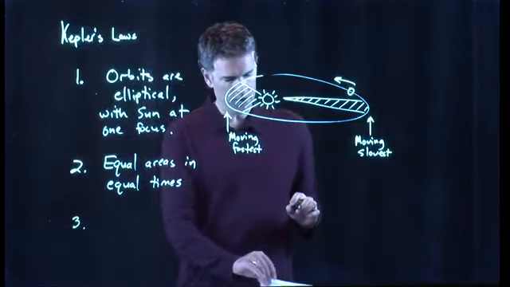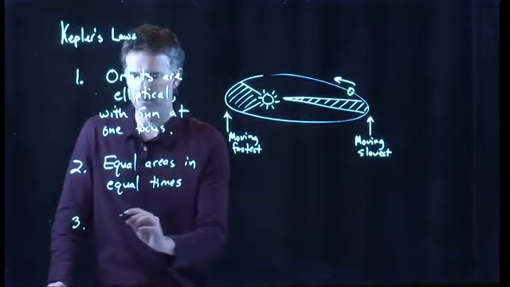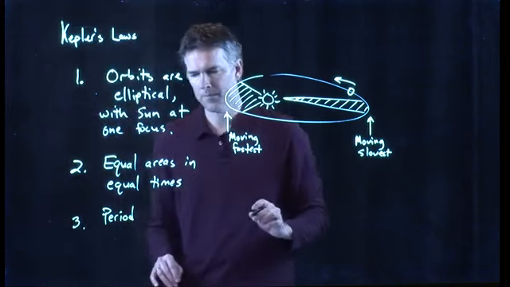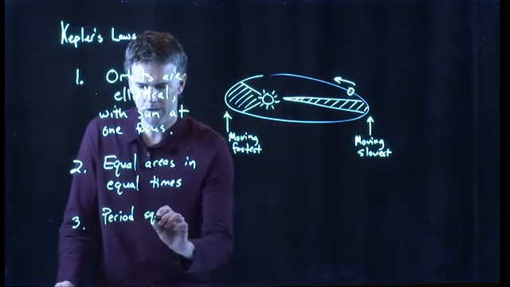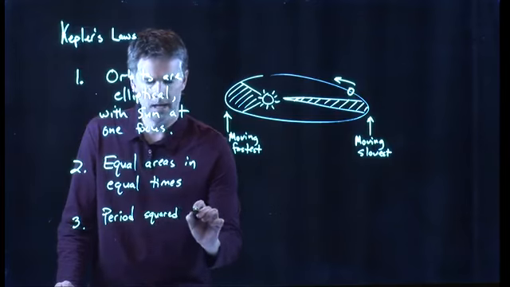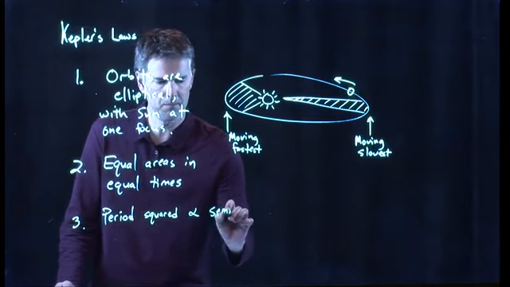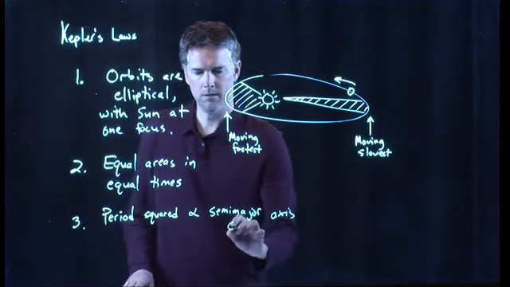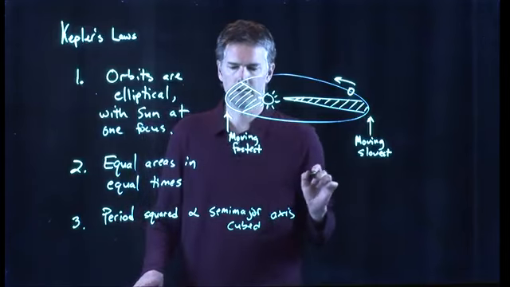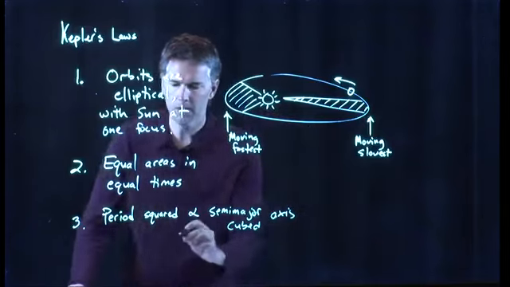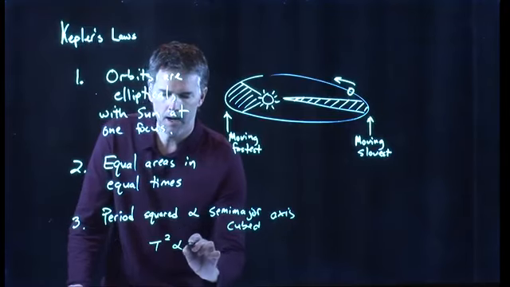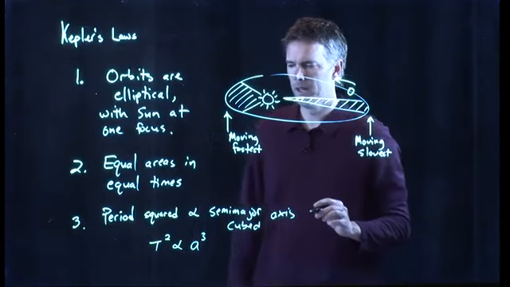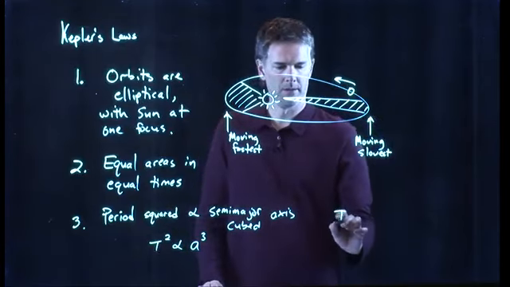All right, the third law that Kepler came up with, which is a little bit more difficult to see, is the following. The period squared is proportional to the semi-major axis cubed. Okay, in words, that's what it is. In math, it looks like that. T squared is proportional to a cubed. T is the period.